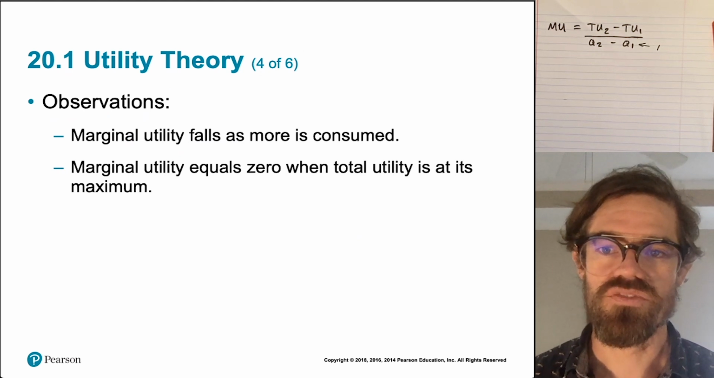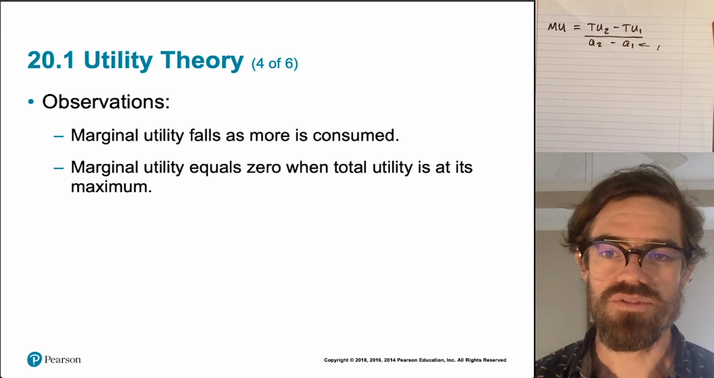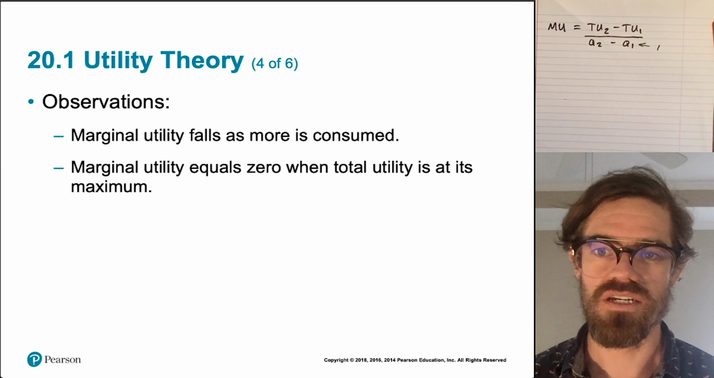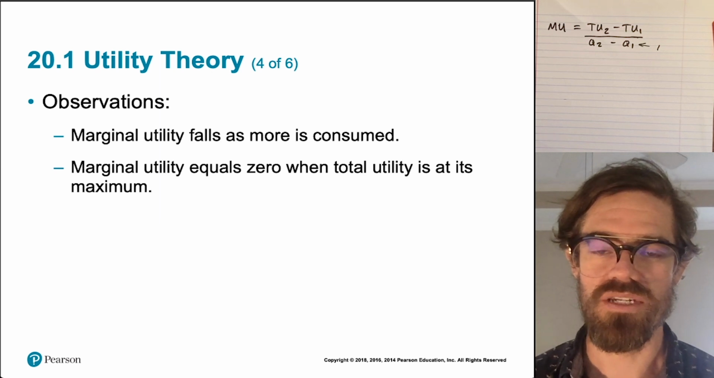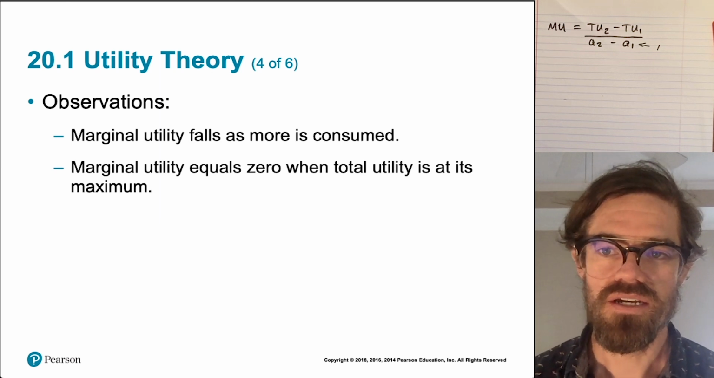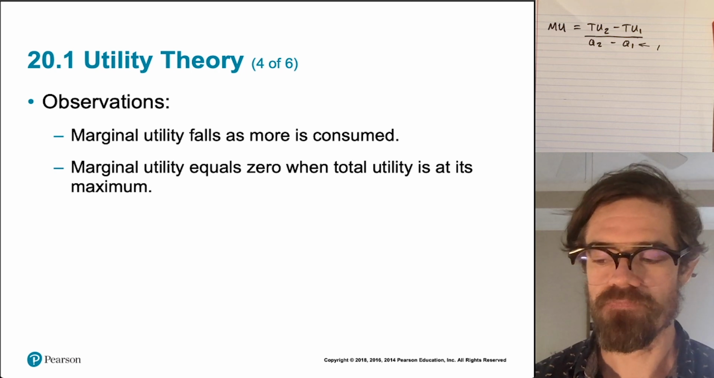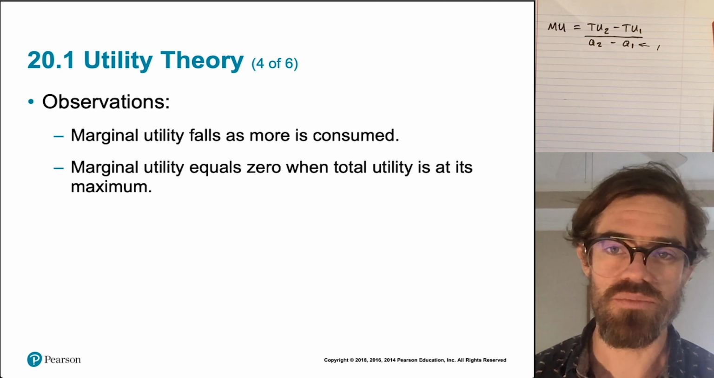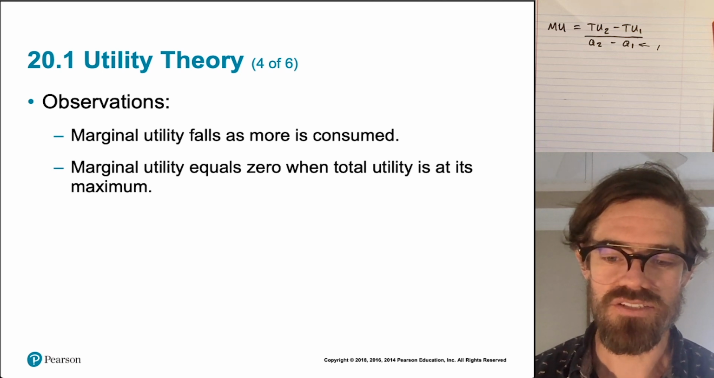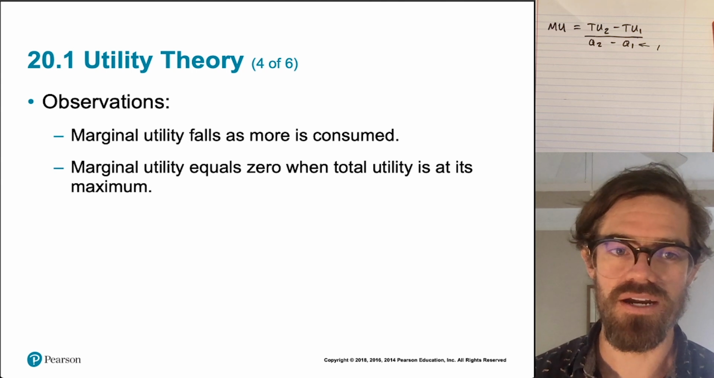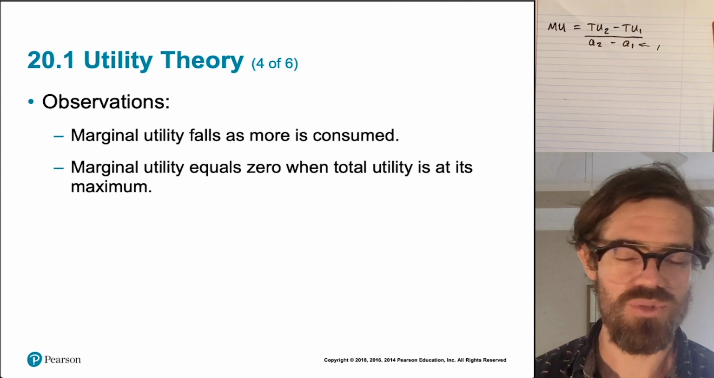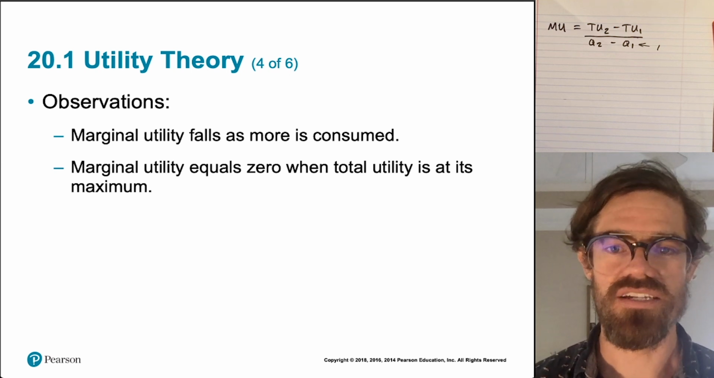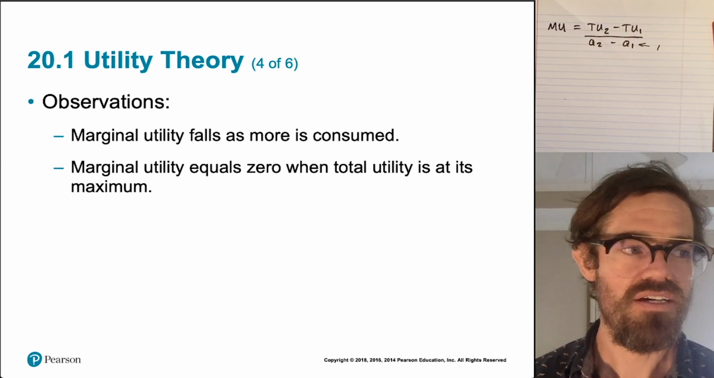Okay, so one thing that we observed is that marginal utility falls as more is consumed, and this is what's called diminishing marginal utility. Diminishing, of course, just meaning getting smaller. And diminishing marginal utility is sometimes referred to as the law of diminishing marginal utility, because it's almost impossible to find anything where this is not true, where as we consume more of something, each additional unit provides us with less and less additional utility.